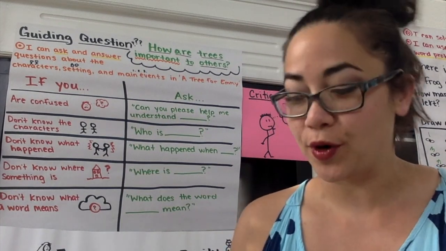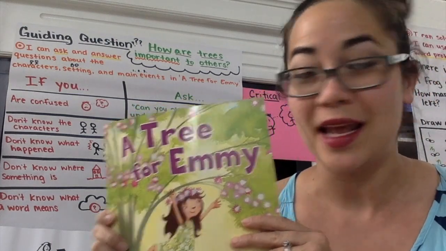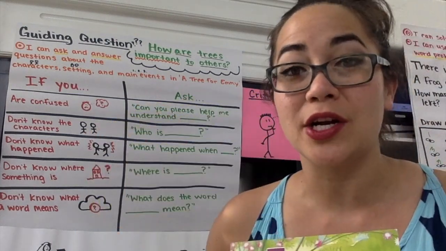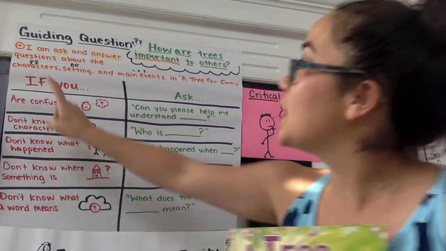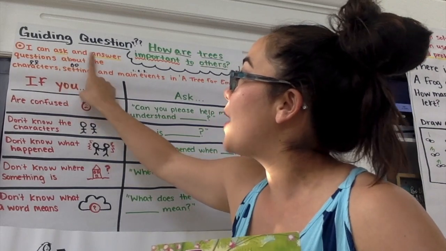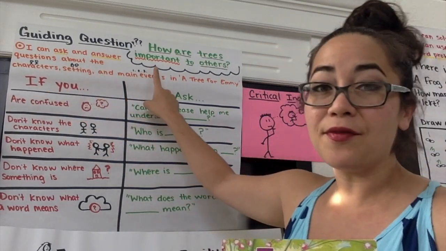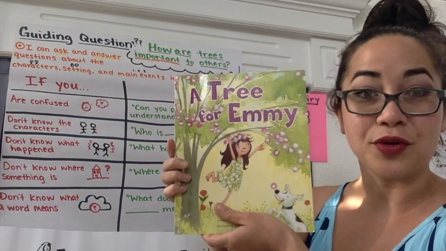Today we are going to be working with our book, A Tree for Emmy again. And we're going to have the same learning target today. So remember, our learning target from yesterday was I can ask and answer questions about the characters, the setting, and the main events of A Tree for Emmy.